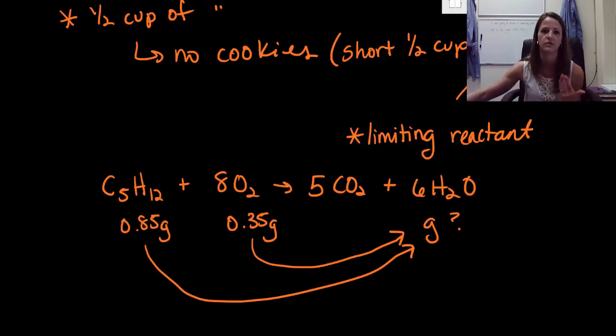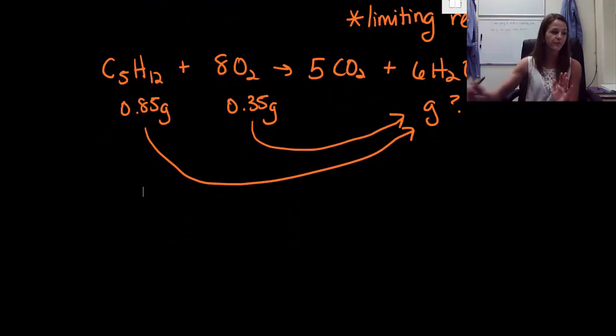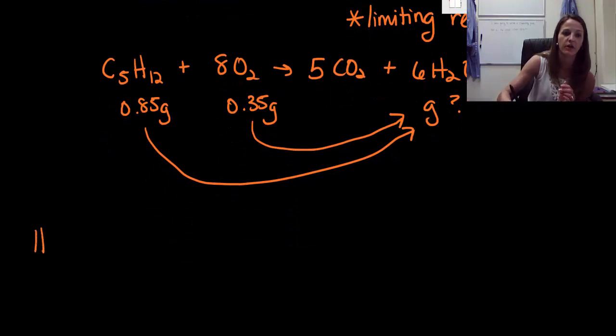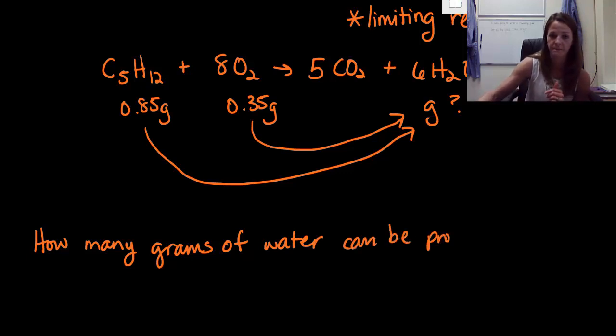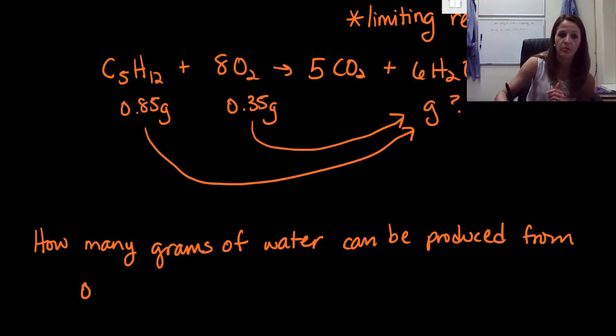Again, best way to do this is through an example. It seems confusing, we'll work through it. First thing I need you to do is do a simple calculation for me. How many grams of water can be produced from 0.35 grams of oxygen? Go.